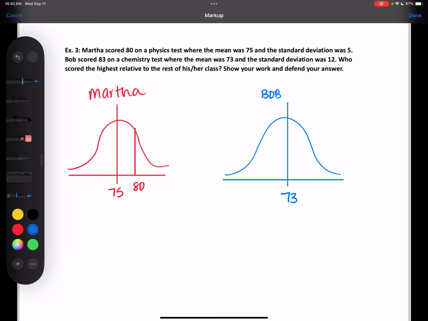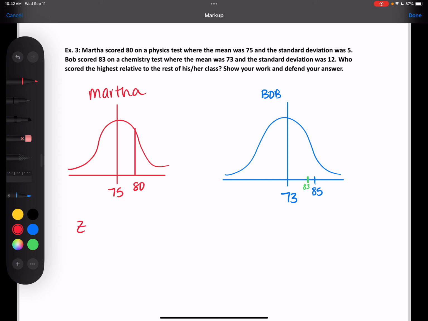So 1 standard deviation away would be at 85. But his score was an 83, so I'm going to just draw that in kind of tiny there, just for my reference. Now, just by seeing the picture, who scored higher relative to their class? Martha. But we're going to show mathematically how that worked.